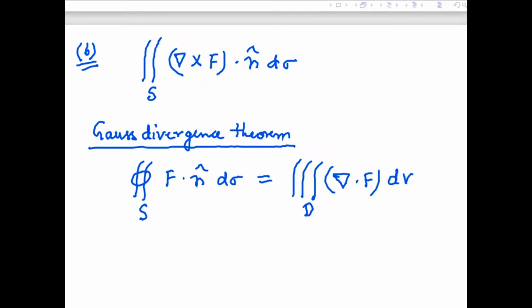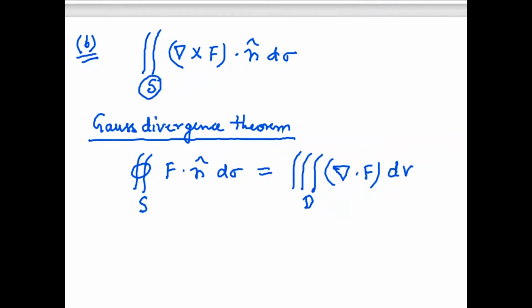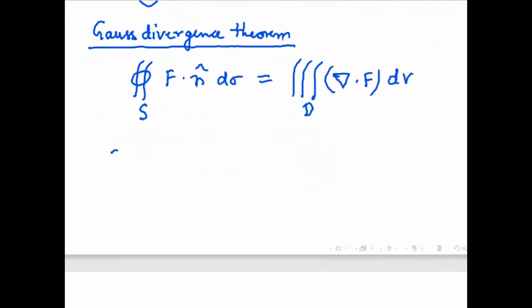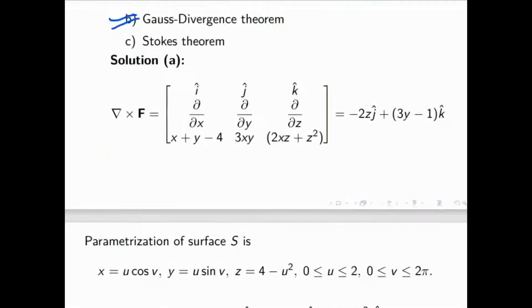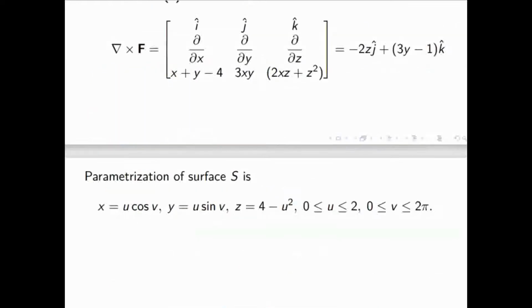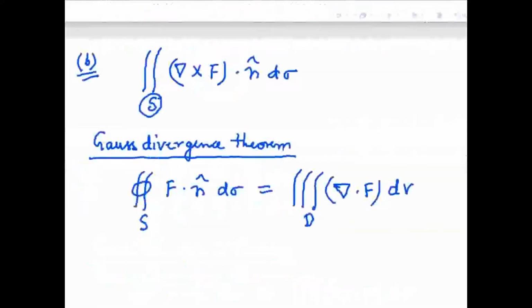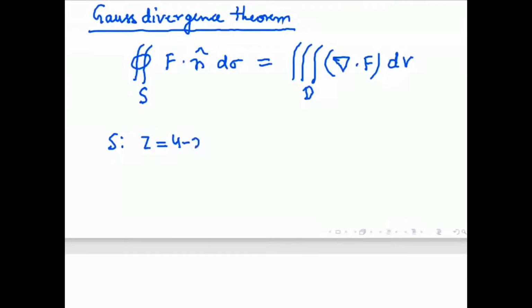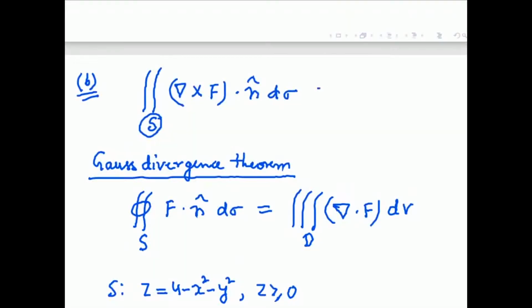So what is the surface given in the question? Let me draw that picture again. S is the surface that is given in this question: z equal to 4 minus x square minus y square, and z is greater than or equal to 0. So this is the surface. Over this surface the question is to find this integral by using Gauss divergence theorem. I wrote the statement of Gauss divergence theorem.